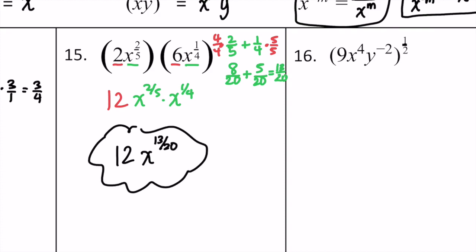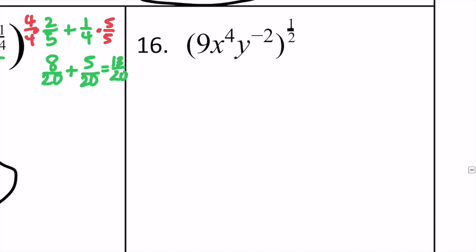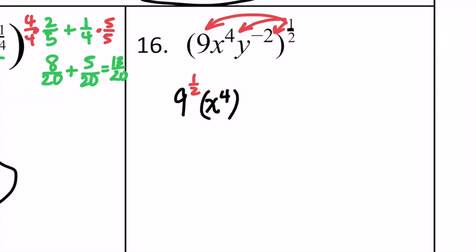For number 16, I have 9x to the 4th power, y to the -2nd power, raised to the 1/2 power. I'm going to distribute this 1/2 to every different factor inside. I'm going to have 9 to the 1/2 power times x to the 4th power raised to the 1/2 power times y to the -2nd power raised to the 1/2 power. And I'm going to simplify all this.